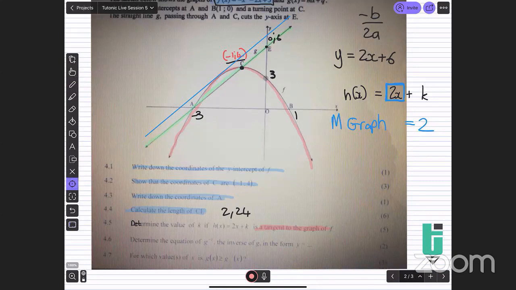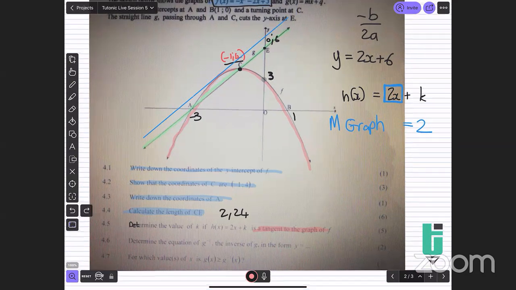So we know the gradient of the graph is equal to 2. We know that, right? The gradient of the graph is equal to 2. But what is the gradient of the graph? How can I find the gradient of the graph, an expression for it? The derivative.